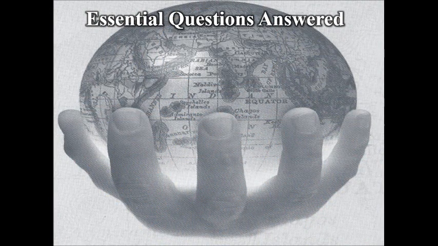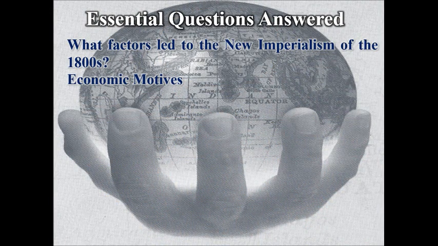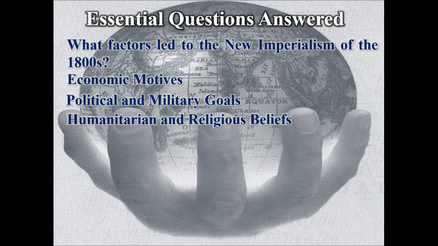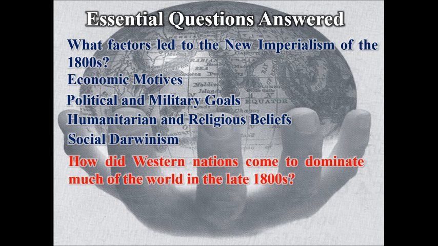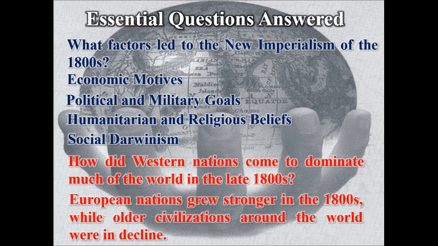Let's answer the essential questions. What factors led to the new imperialism of the 1800s? First, economic motives, political and military goals, humanitarian and religious beliefs, and social Darwinism. How did Western nations come to dominate much of the world in the 1800s? European nations grew stronger in the 1800s while older civilizations around the world were in decline.